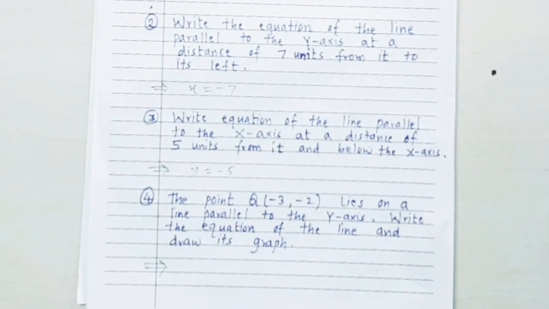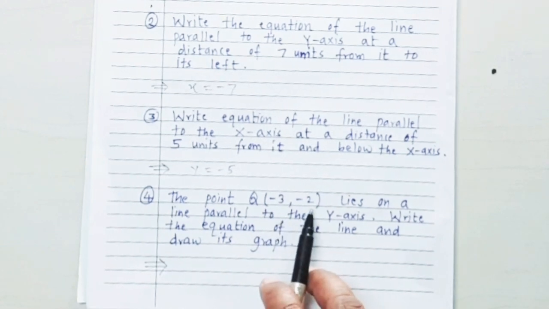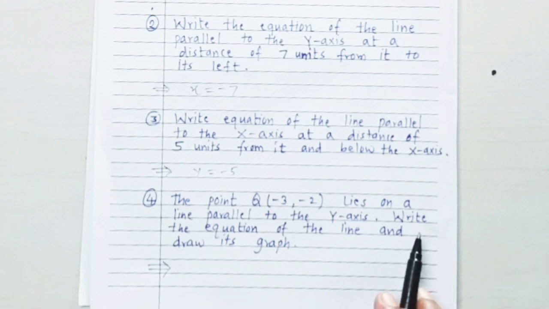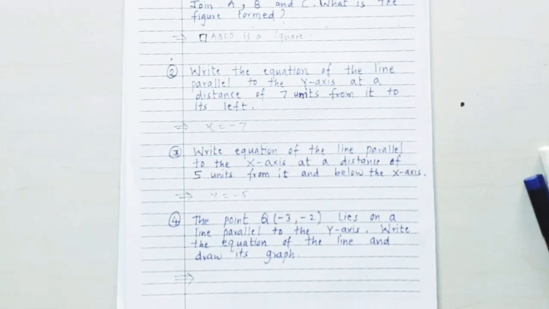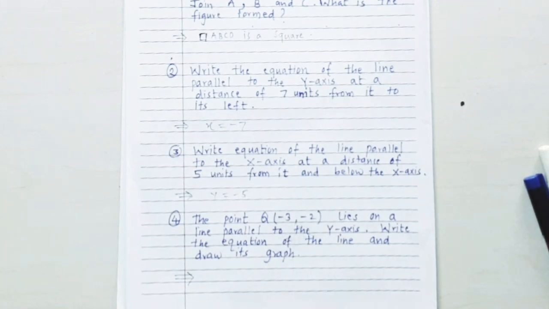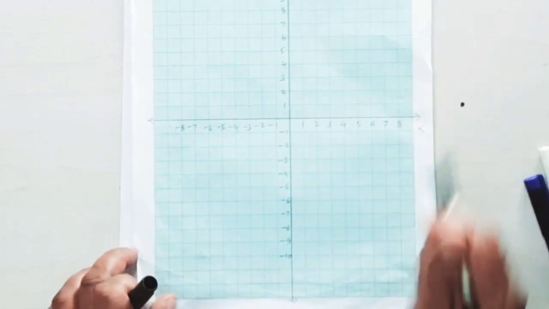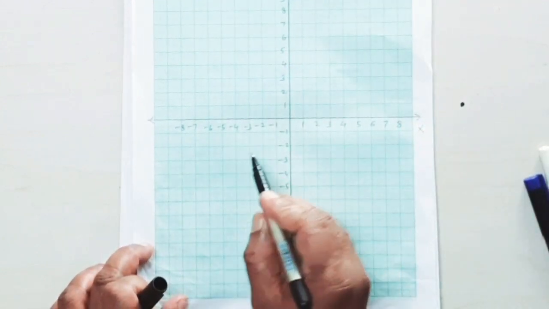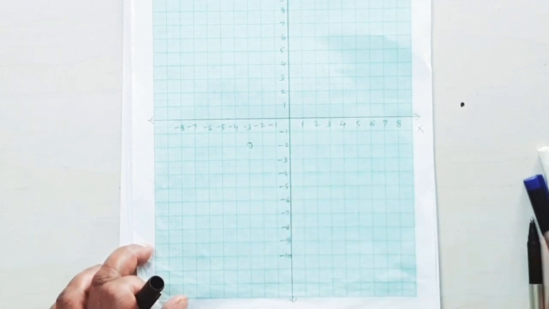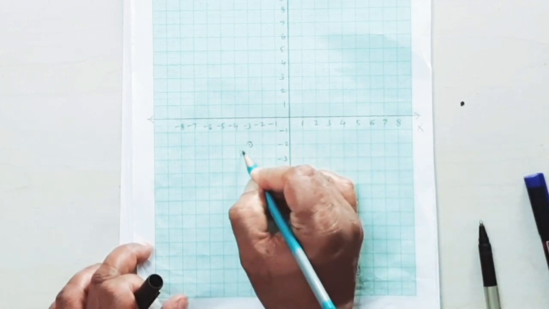Next, the point Q minus 3, minus 2 lies on a line parallel to the y-axis. Write the equation of the line and draw its graph. So first, the point Q, minus 3, minus 2, lies in the third quadrant.